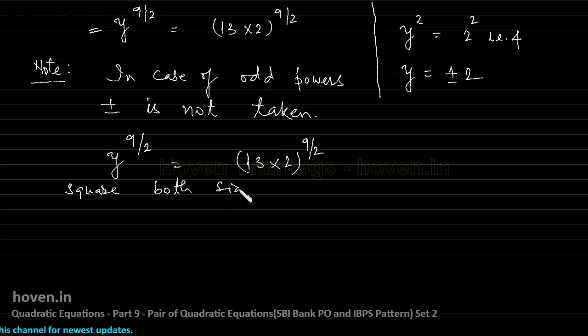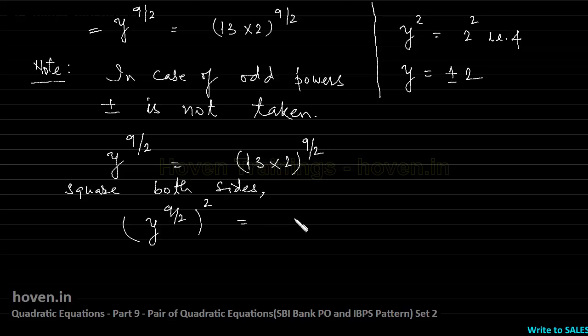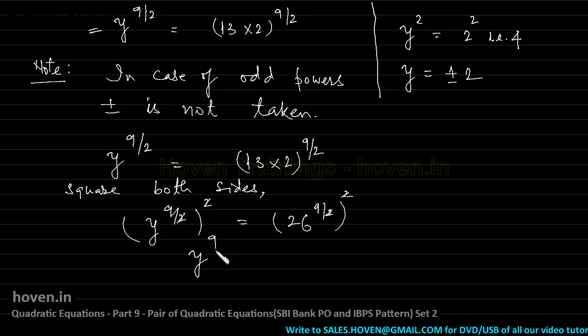Square both sides. So what do we get? y raised to the power 9 by 2 squared equals 26 raised to the power 9 by 2 squared. I can cancel these off. So what I have is y raised to the power 9 equal to 26 raised to the power 9.